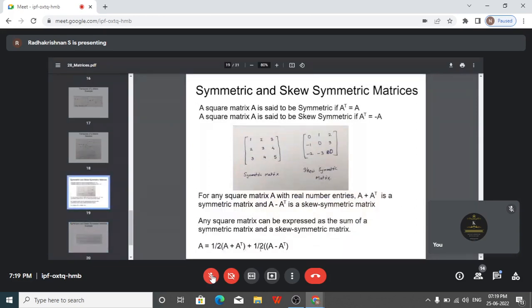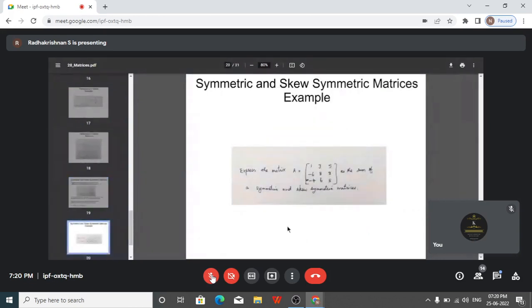The formula is half of A plus A transpose plus half of A minus A transpose. You have to calculate A plus A transpose. First you have to compute A transpose. Then A plus A transpose, A minus A transpose. These are simple addition and subtraction operations. Then half of this plus half of that. So that is going to be the representation of any matrix in terms of symmetric and skew symmetric, because the first is symmetric and the second is skew symmetric. So please do this problem.